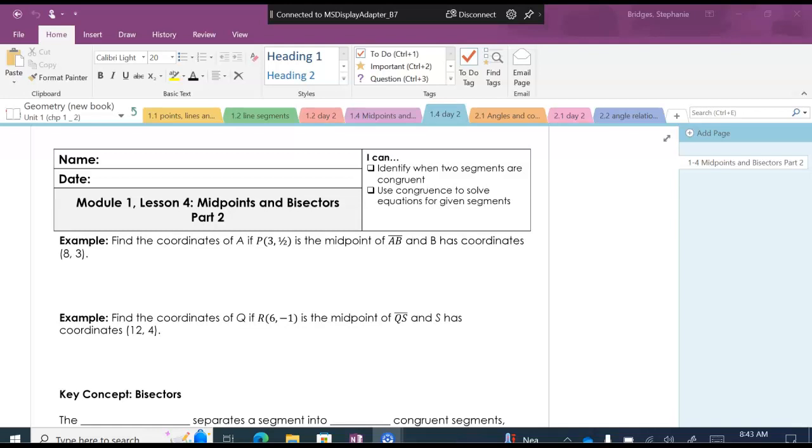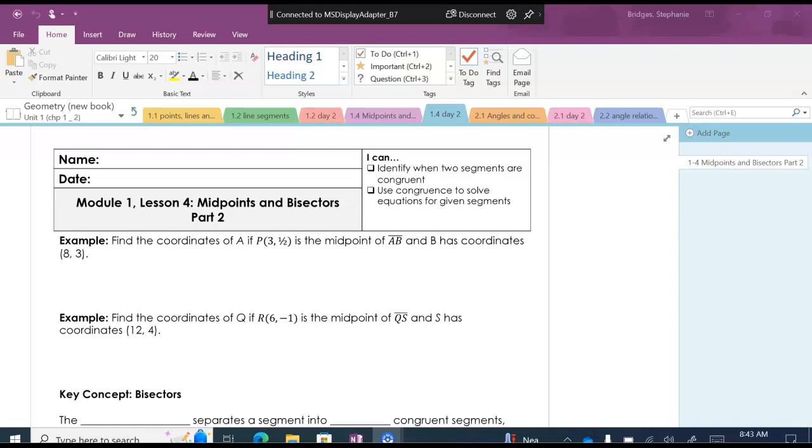So we're finding the coordinates of A if P is the midpoint of segment AB and B has coordinates 8 and 3. Okay, so what I'm going to do is use this, and then we're going to tie it to this equation, okay? We have to work a little bit backwards.